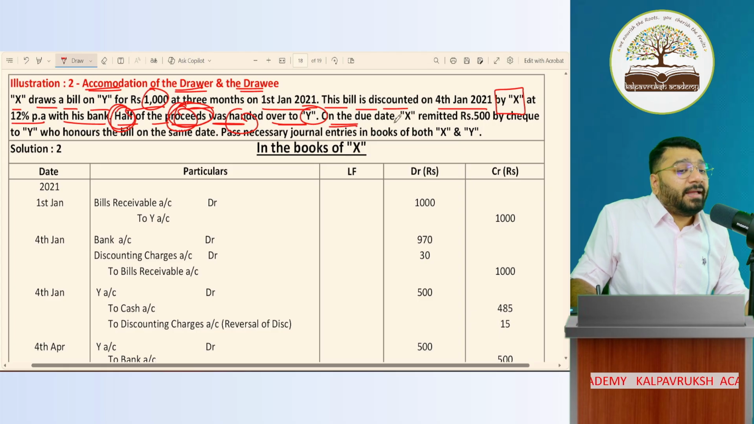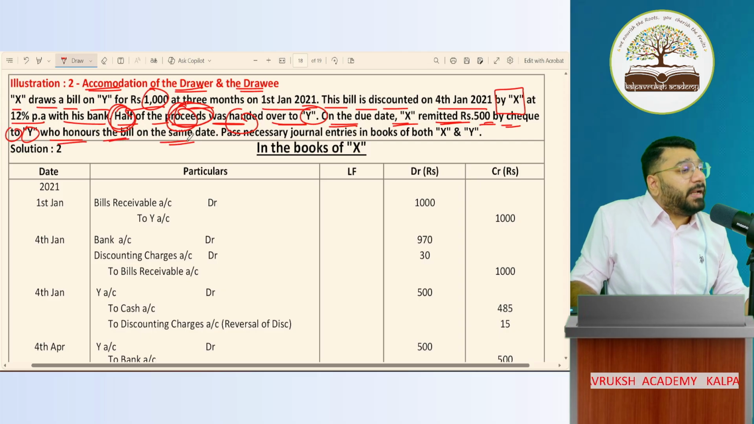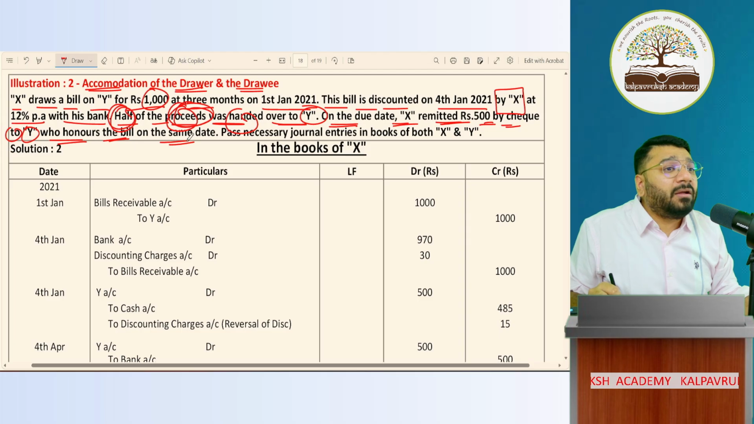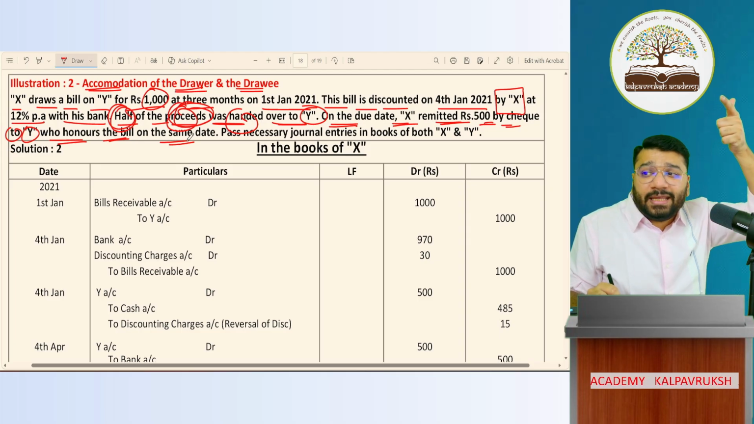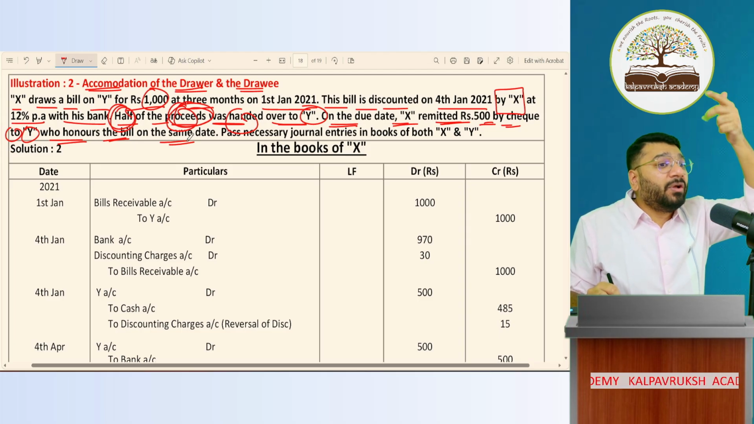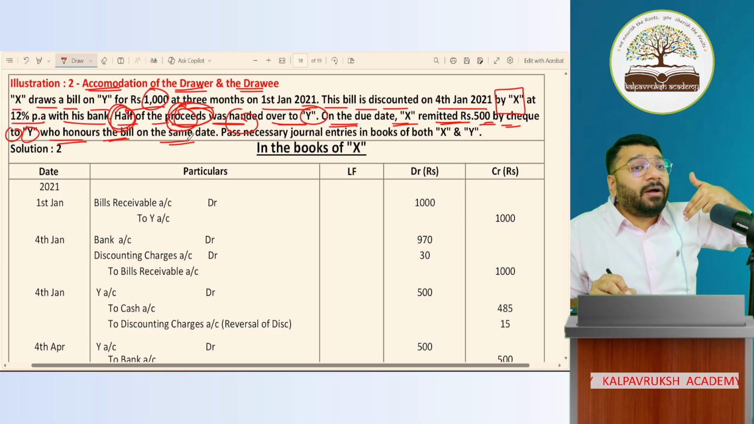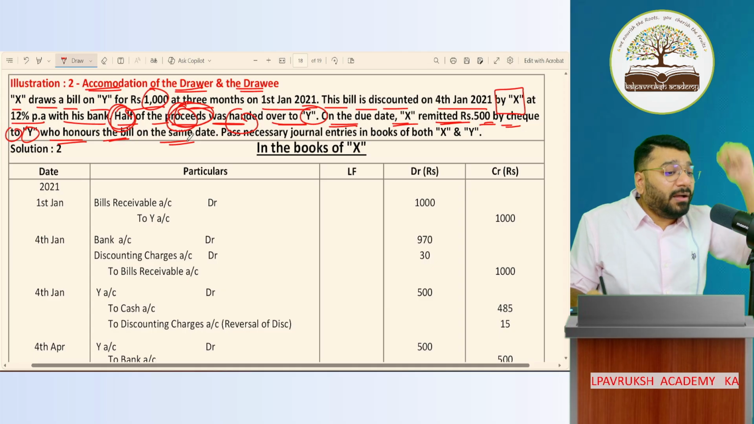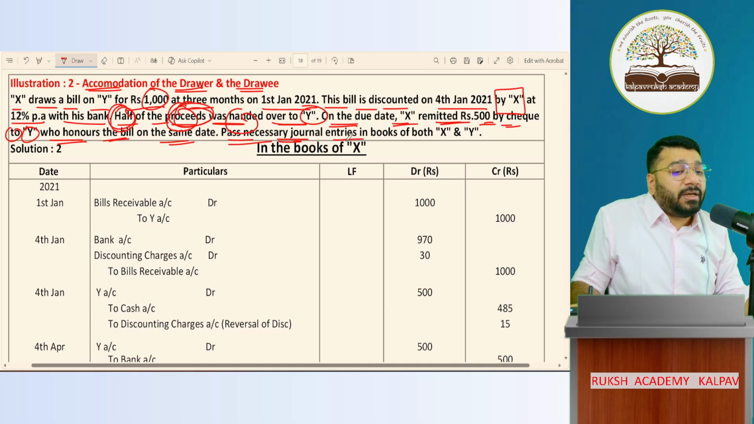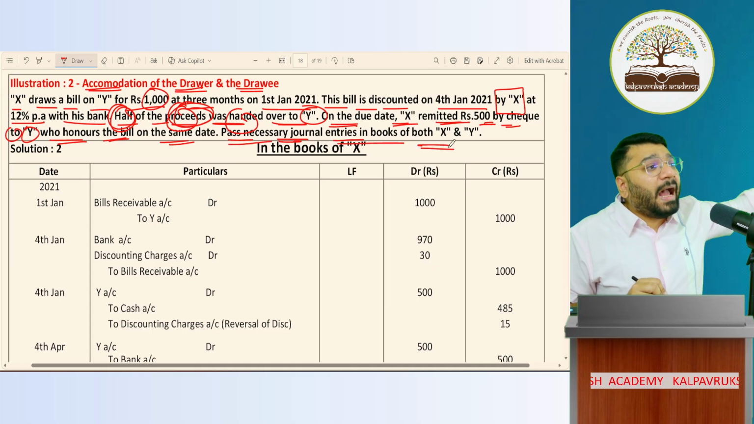On the due date, X remitted 500 by check to Y, who honored the bill on the same date. So Y made the payment to the banker, because who is the holder of the bill on the date of maturity? The banker is the holder of the bill. So the banker will produce the bill to Y and Y will make the payment. Pass necessary journal entries in the books of both X and Y. I did not complicate here.